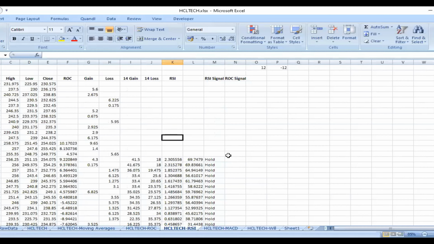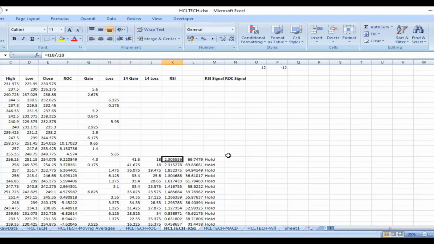Good. So if you look at it, what it does is it calculates a 14-day gain and 14-day loss. Gain means the closing price was higher than the open price, and this is the gain. Loss is when the close was lower than the open. You sum it up for 14 days, and you get a 14-day gain and a 14-day loss. Now, relative strength is the ratio of these two numbers. So RSI is actually gain divided by loss.